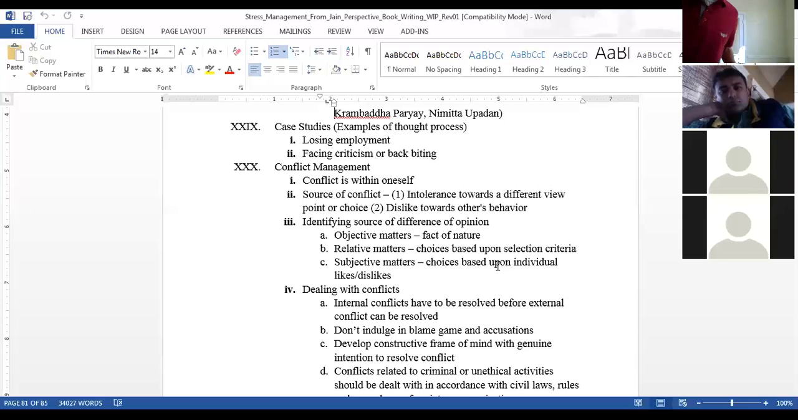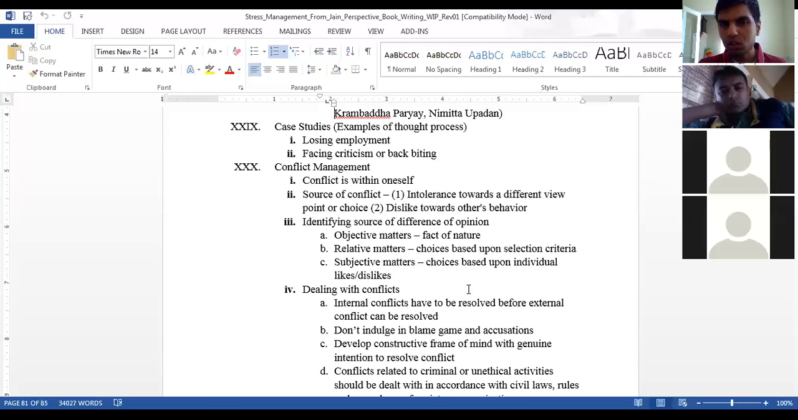The second source of conflict is about dislike about someone's behavior. So something that you did or something you said that I didn't like, your behavior I didn't like. You may not like my behavior. So it's kind of like dislike towards others' behavior. You don't necessarily have a difference of opinion in terms of any matter, but simply a dislike towards something that someone does. That's the second type of source of conflict.